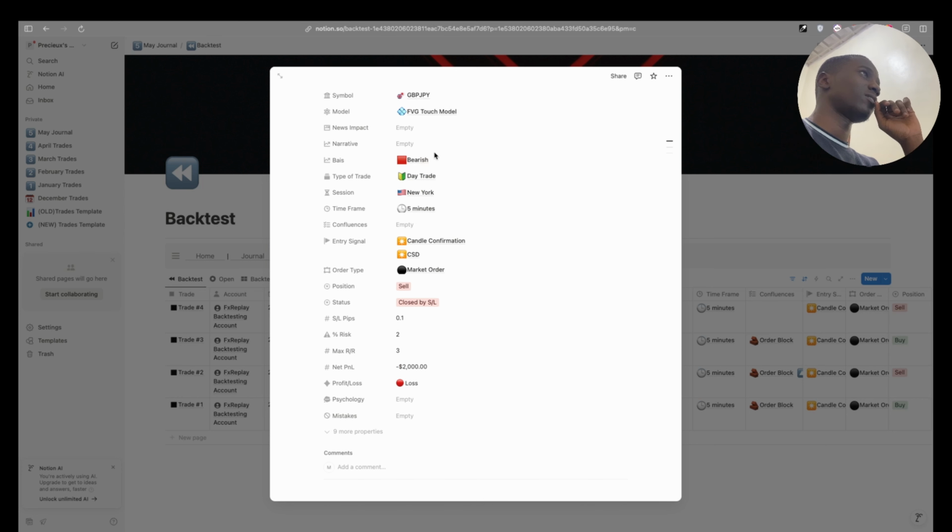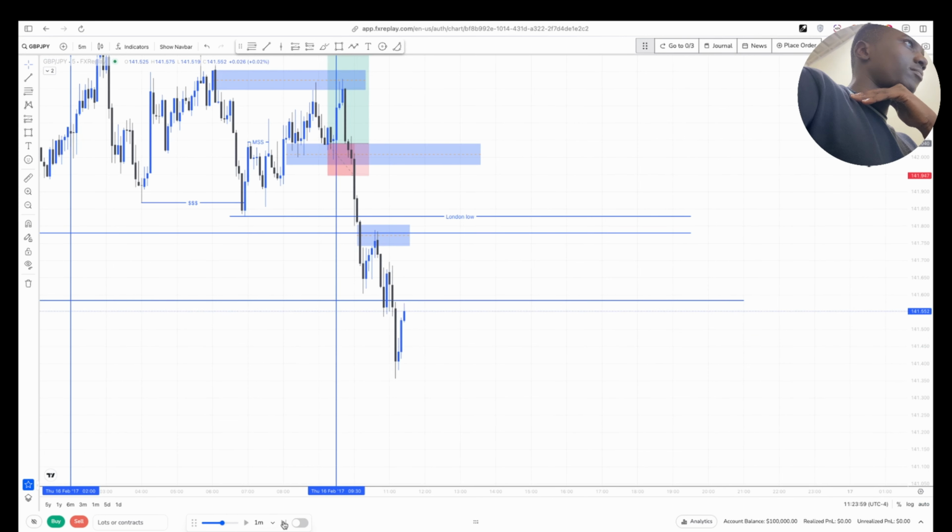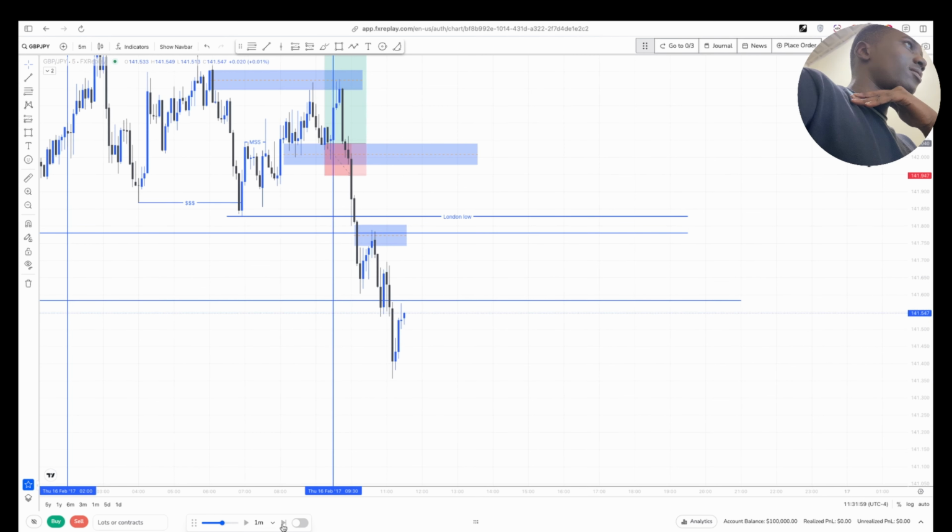Create levels, no fair value gap, and retest back into it. Okay, we have this order block in the 5-minute. So is it being retested? We can enter off of it. Let's see.